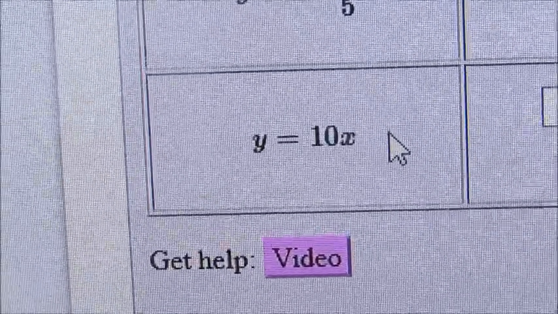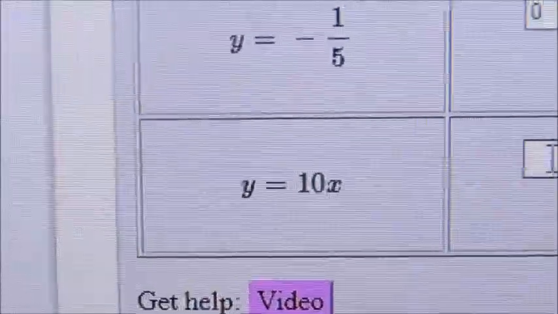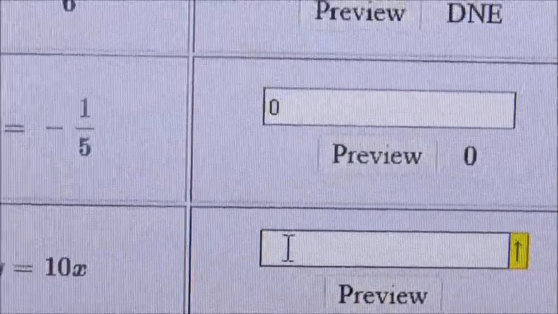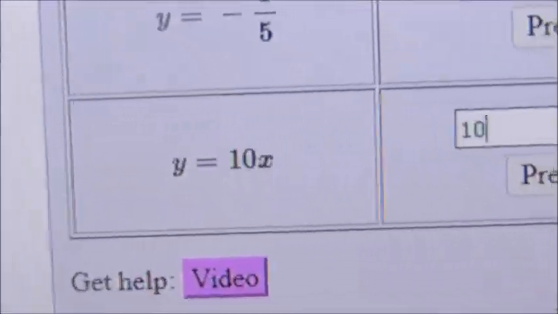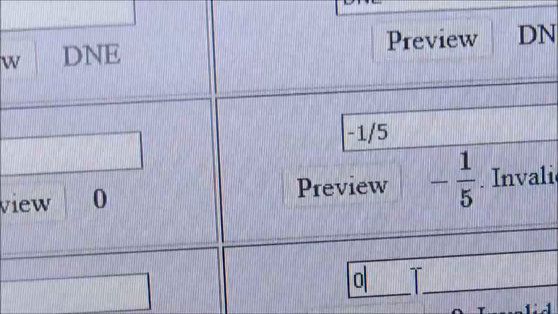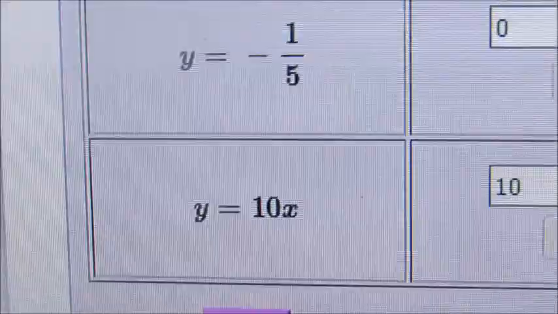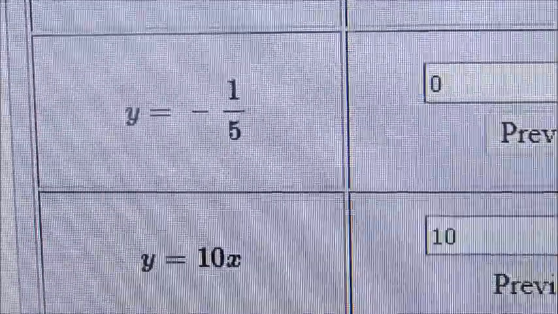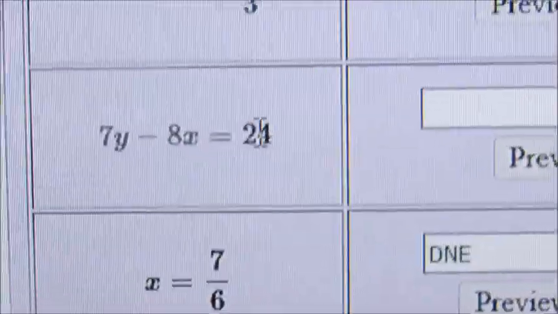Okay, this next one, we have y equals 10x, and we could write this as y equals 10x plus 0. So the number in front of the x is 10, so that means our slope is 10, and we just said plus 0, so our vertical intercept is 0. If you remember from a previous section, when we just had y equals something times x, the only intercept we had was 0, 0.